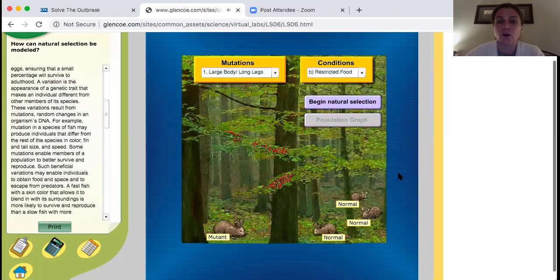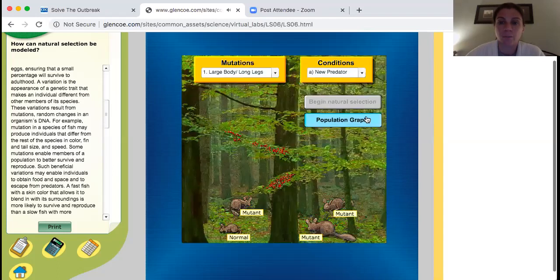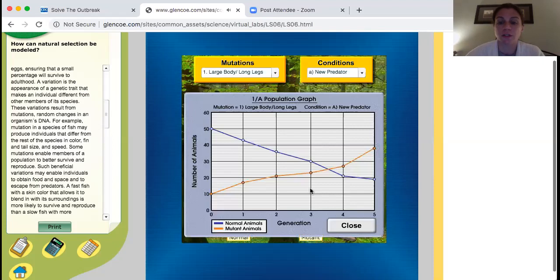We notice that there are more normal and there's only 1 mutant. So what we're going to do there, hold on, this somehow got messed up, so let's just rerun it again. Then you're going to click on population graph. So here is the population graph. As you can see, this is generation 0, 1, 2, 3, 4, and 5.